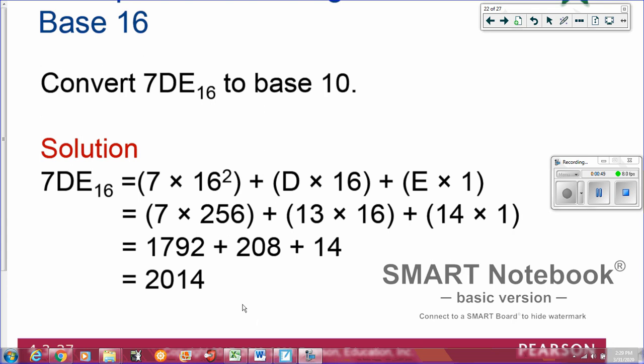Okay, so here's an example. 7DE, base 16 to base 10. So it's still doing the same thing. This is 16 to the 0, 16 to the 1, 16 to the 2, but here's 7. D represents 13 and E represents 14. So you just have to remember and jot it down that those letters represent different numbers. Okay, so 7DE base 16 is 2014 base 10.